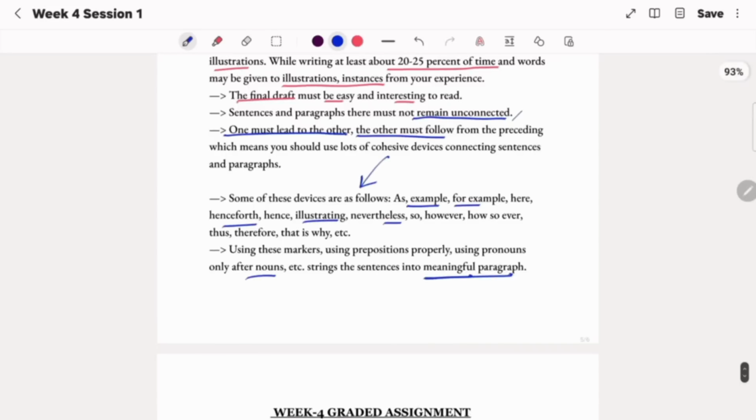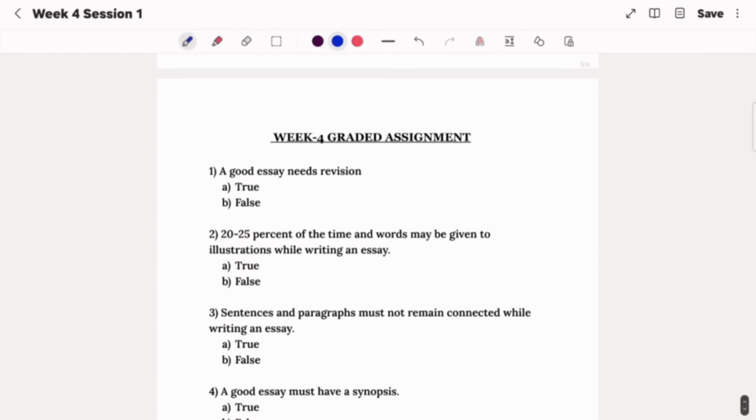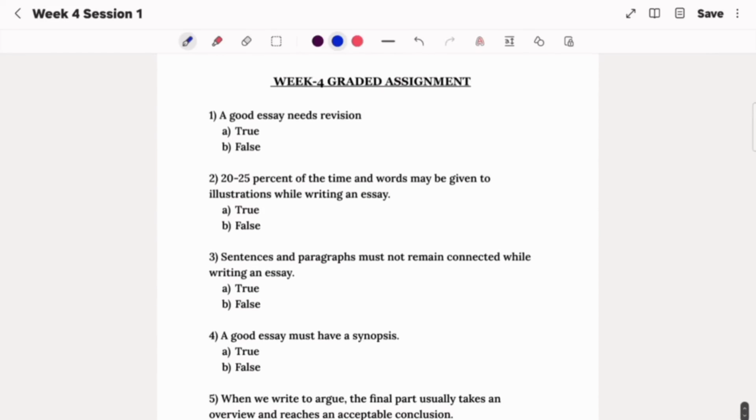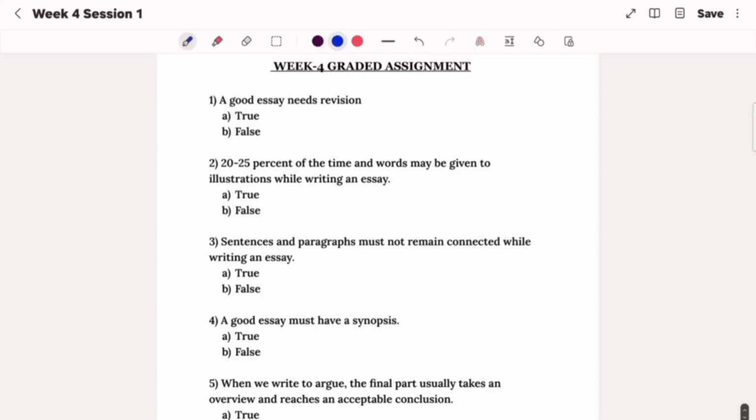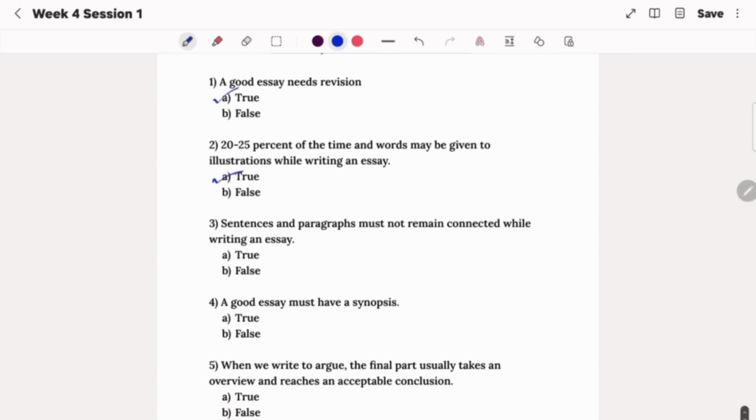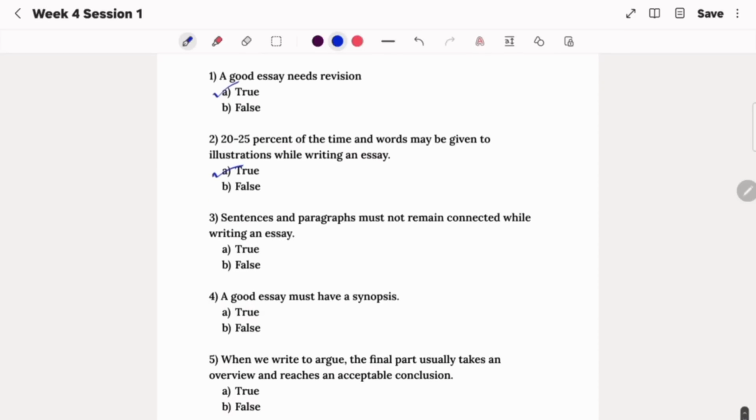So this is all about week 4 content. Let's move ahead to the graded assignment. A good essay needs revision. True. 20 to 25% of the time and words may be given to illustrations while writing an essay. True. We have seen all of these just a minute before.